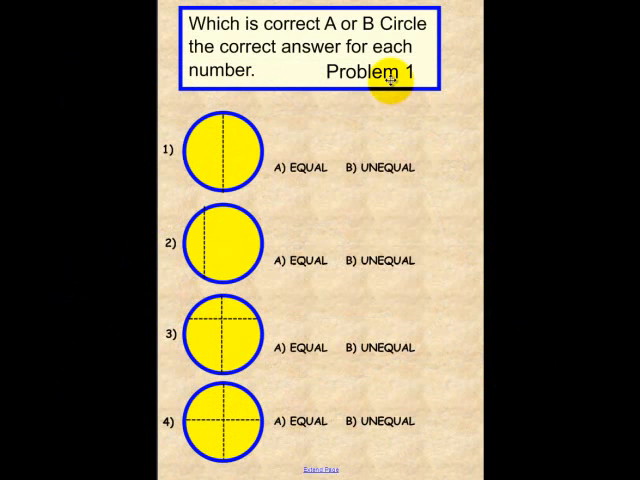Problem 1. We should have a student up at the video right now. Which is correct, A or B? Circle the correct answer for each number. Here's problem 1, 2, 3, and 4. Circle the correct answer for each one. Please pick up a device and circle the correct answer now.